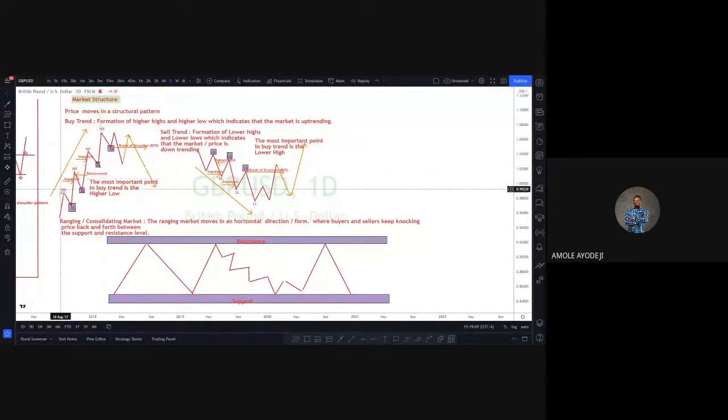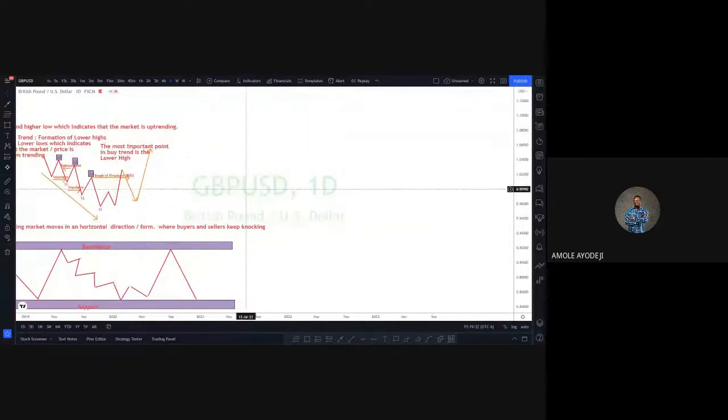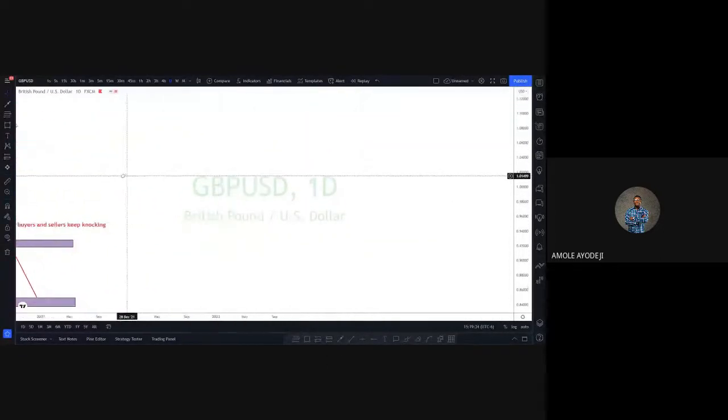We call all these points structural points. Higher high is a structural point. Higher low is a structural point. Higher high is a structural point. Higher low is a structural point. Lower high is a structural point. Lower low is a structural point. Lower high, lower low. They are all structural points. So at every one of these structural points, most of the time, there are candlestick formations that happen at the structural point. And this is what we'll be talking about now to wrap up the session for today.